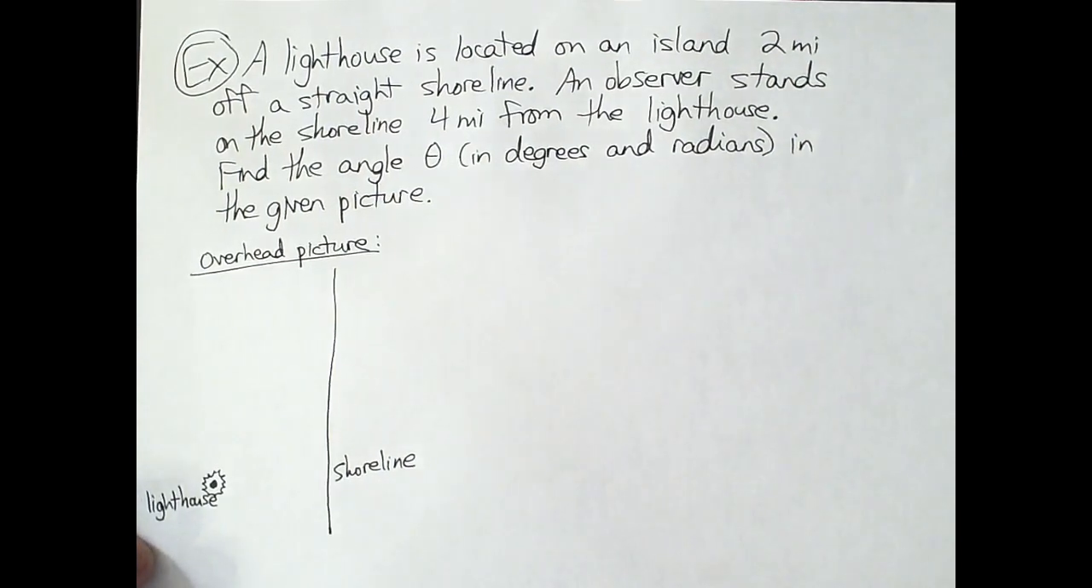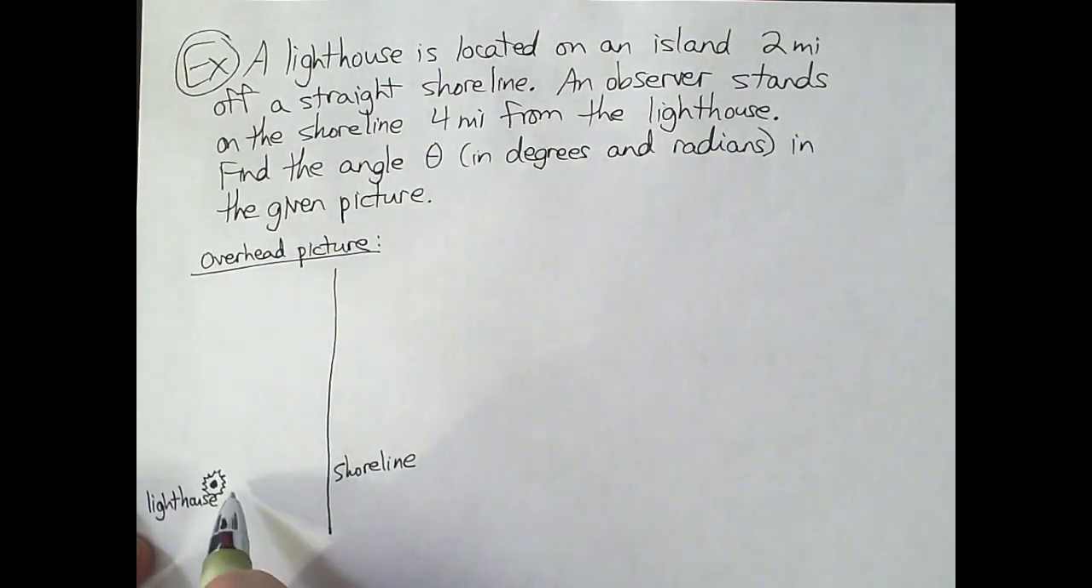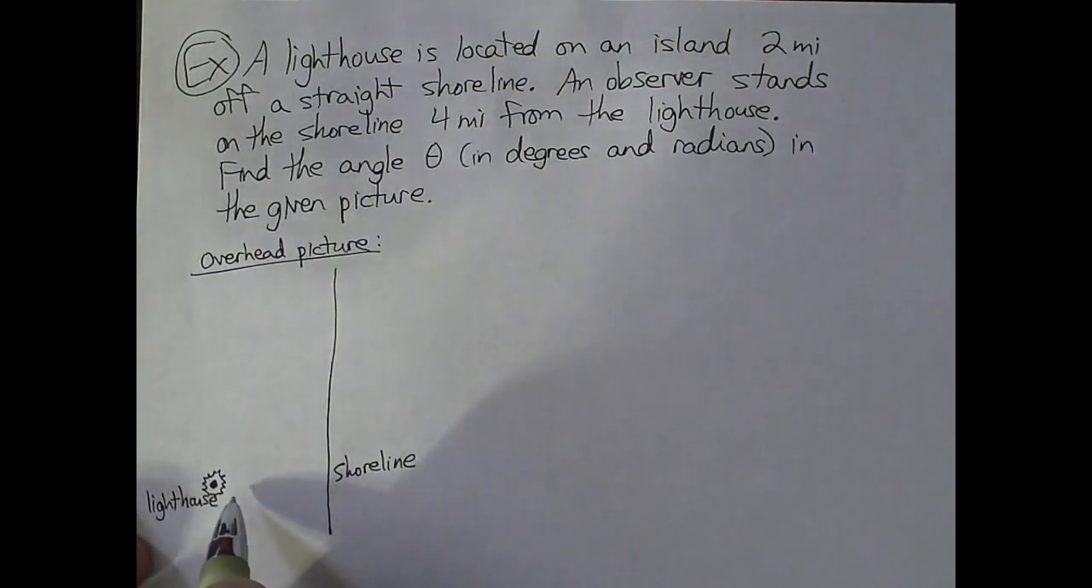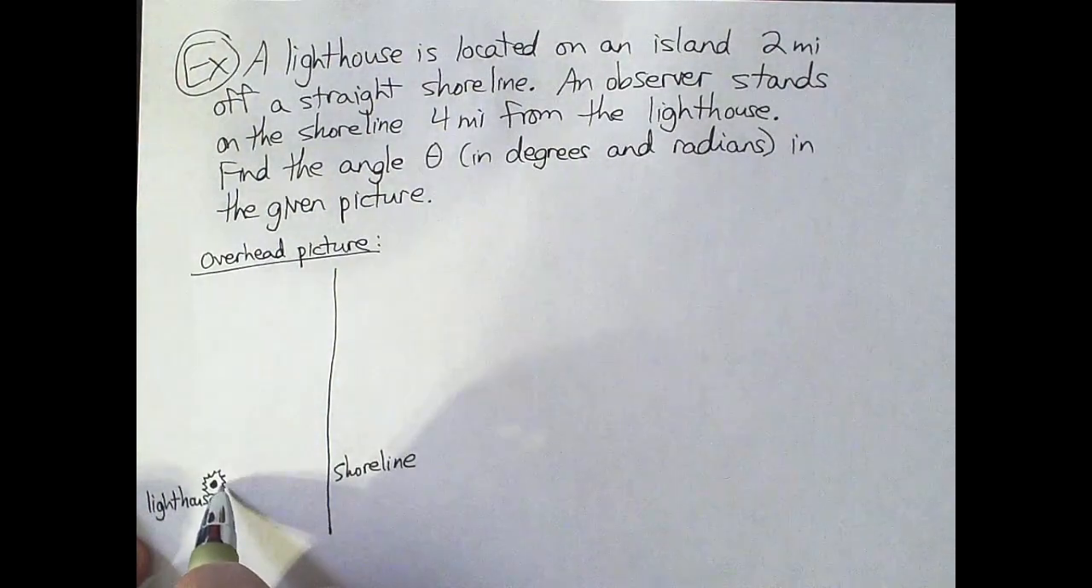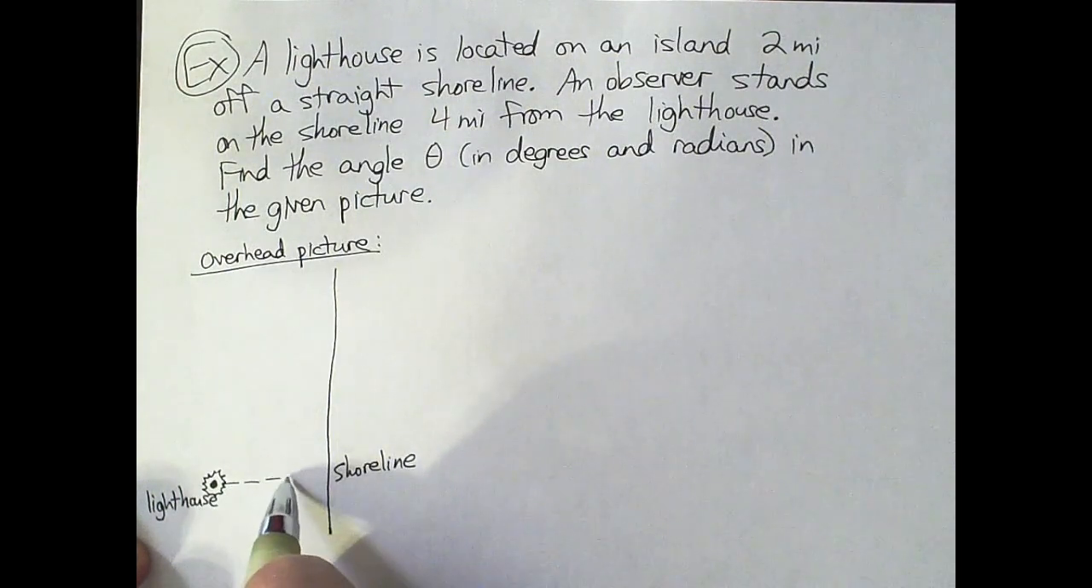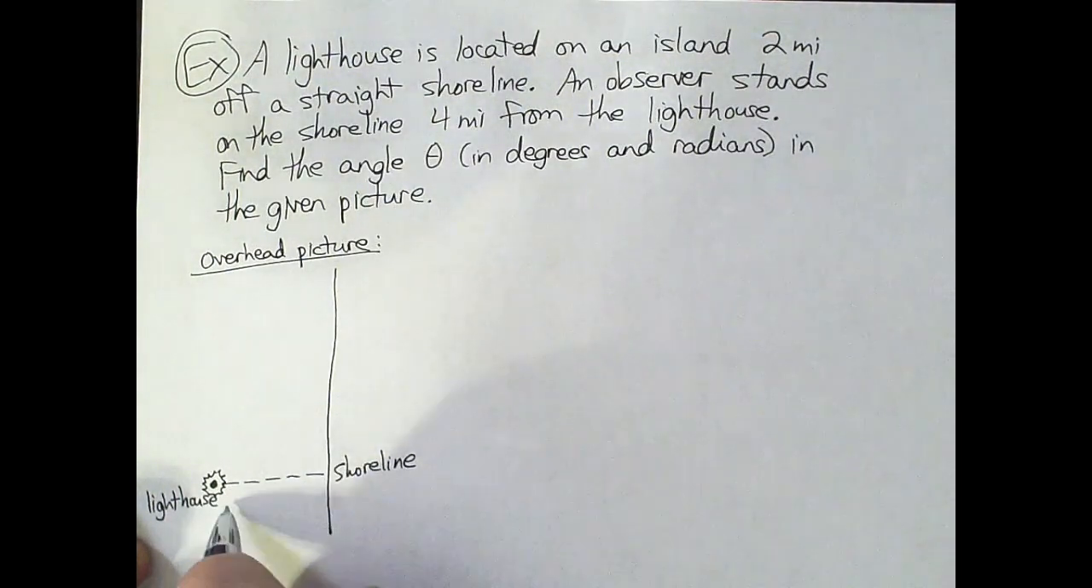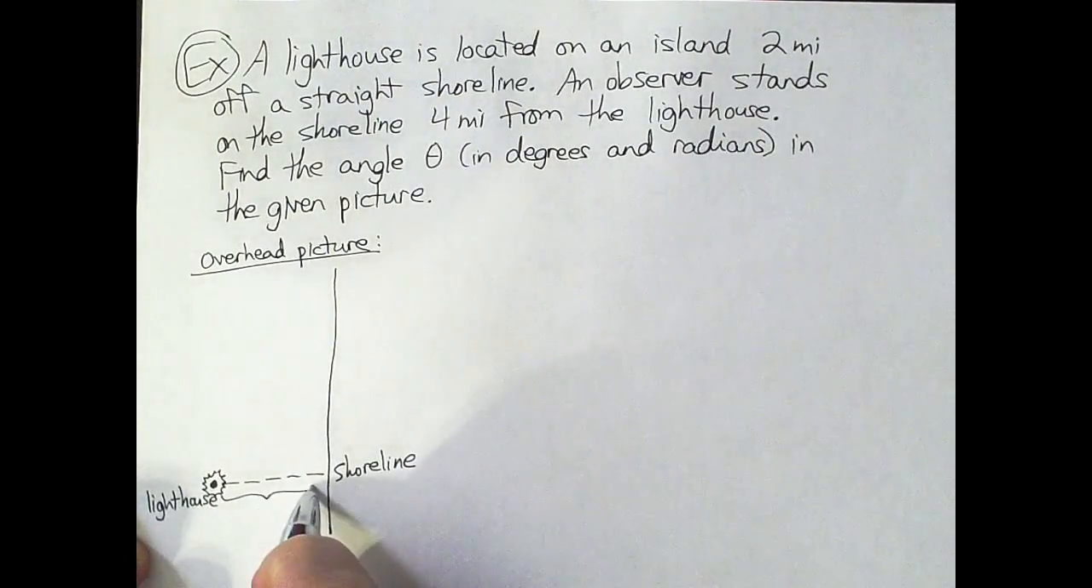And we know, I'm just going to label the given information, okay? We know that the lighthouse is on an island 2 miles from the straight shore. So this distance right here is given to us as 2 miles.